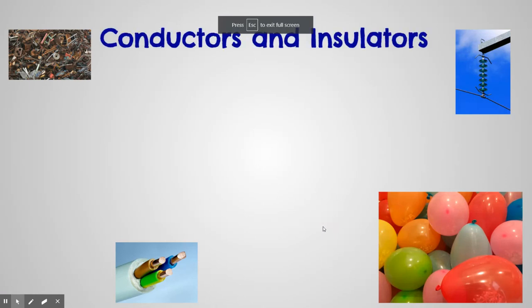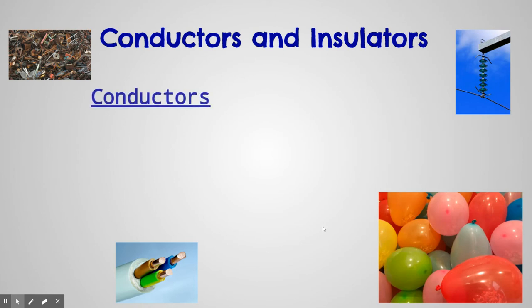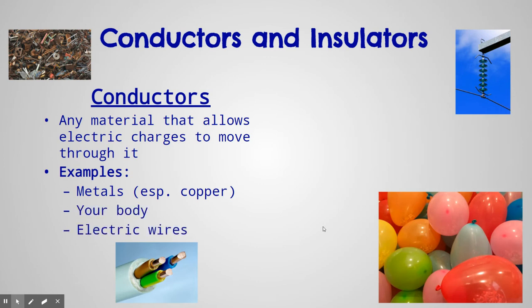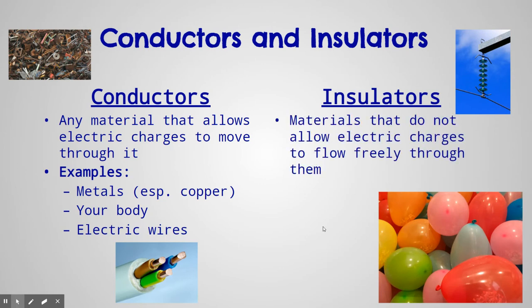So with electricity, we have conductors and insulators. Conductors are any material that allows electrical charges to move through it. Some examples would be metal, especially copper. Copper is a very good conductor, your body, and electrical wires. Now, insulators are materials that do not allow electrical charges to flow freely through them. Examples would be wood, glass, rubber, plastic.